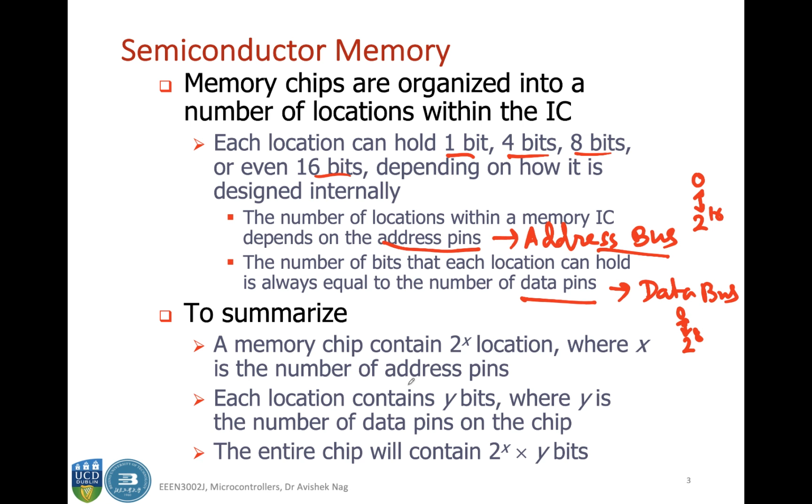Therefore, to summarize, a memory chip contains 2 to the power x locations, where x is the number of address pins. Each location contains y bits, where y is the number of data pins on the chip. So the capacity of the entire chip will be 2 to the power x times y. These many bits will be contained in the entire chip.